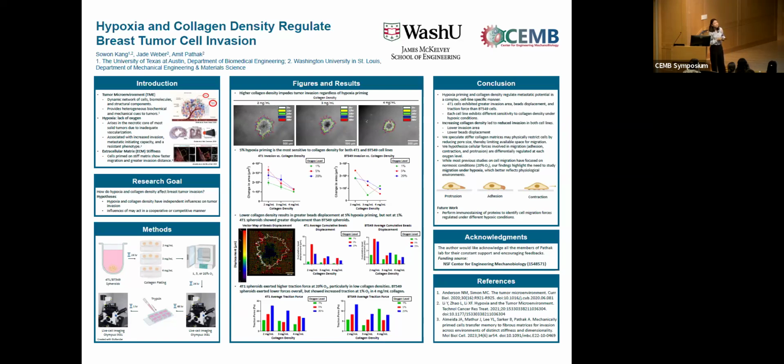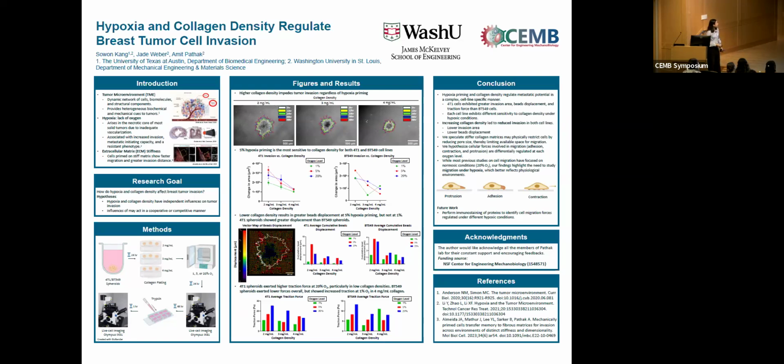So our question is, what if we combine those two, hypoxia and ECM stiffness? A recent study from our lab has shown that if you grow the cells in a stiff and hypoxic environment, it leads to greater invasion and more metastatic potential. So we wanted to explore that question even further, which leads to our research question: how do hypoxia and collagen density affect breast tumor invasion? Our hypothesis was that hypoxia and collagen density have independent influences on tumor invasion, and these influences may act in a cooperative or a competitive manner.